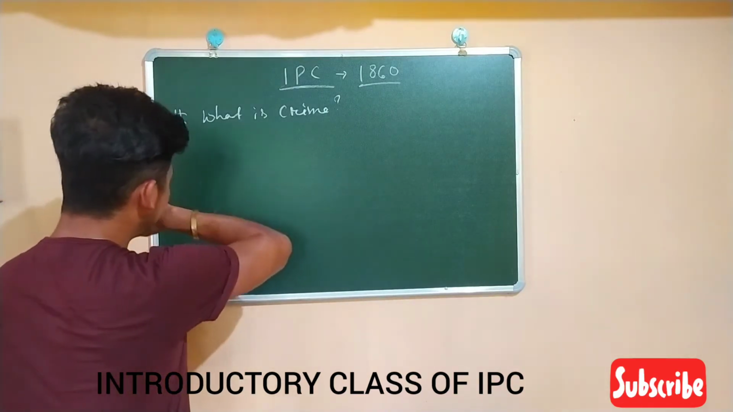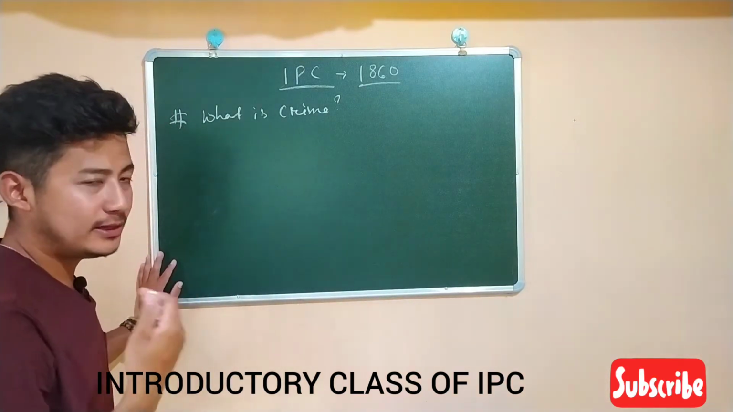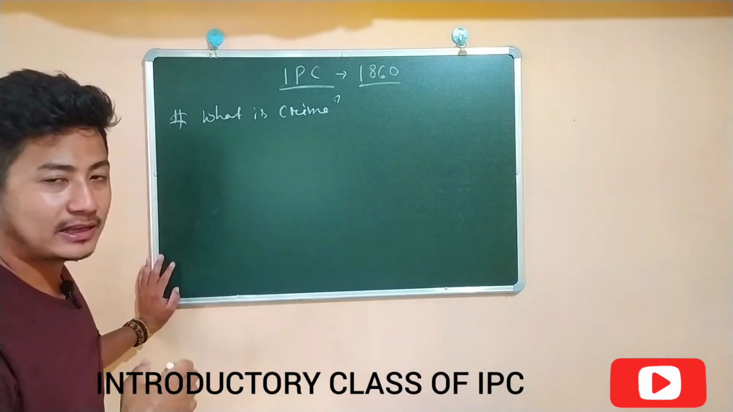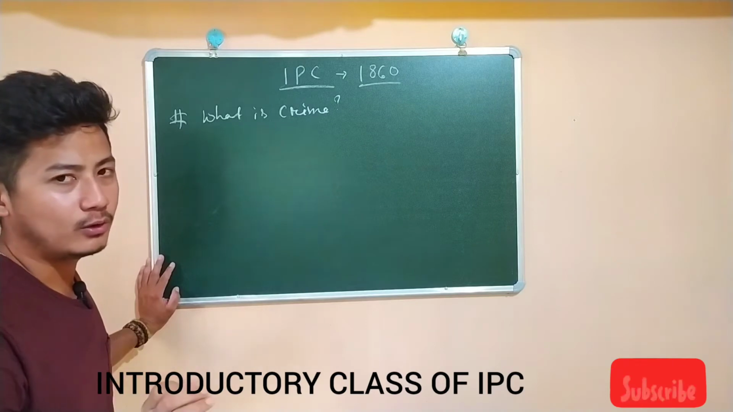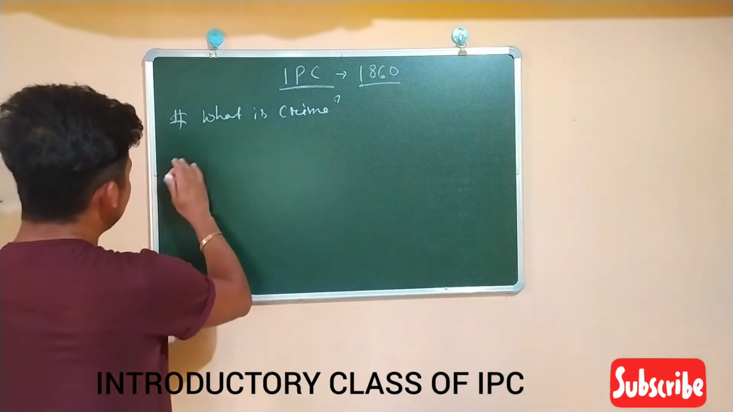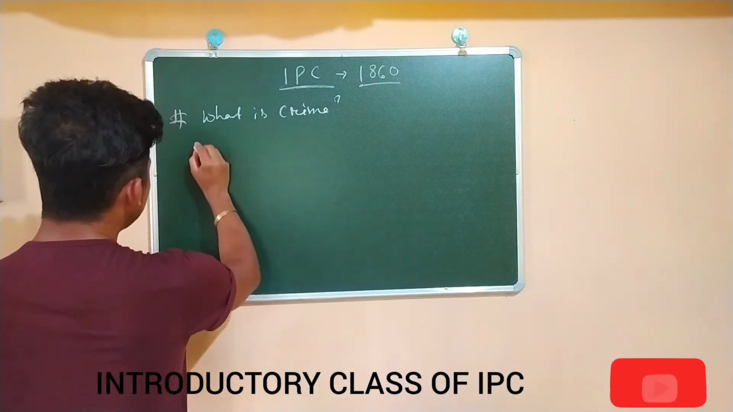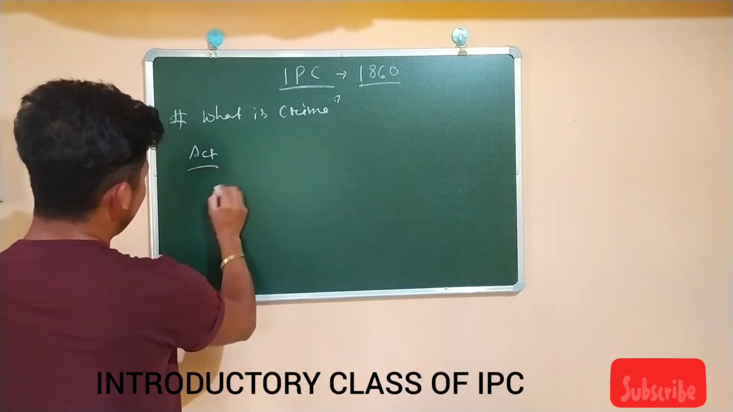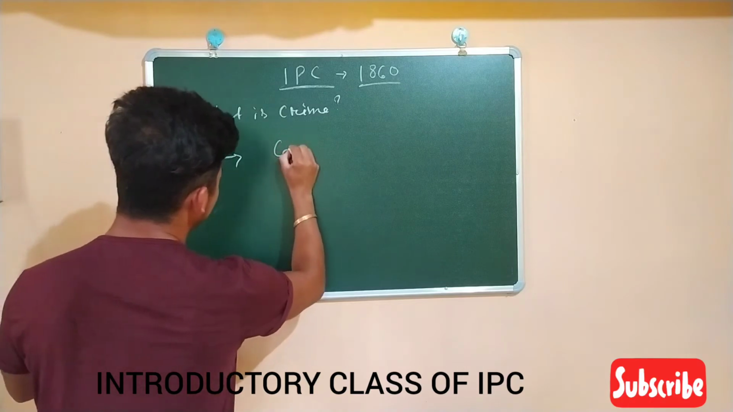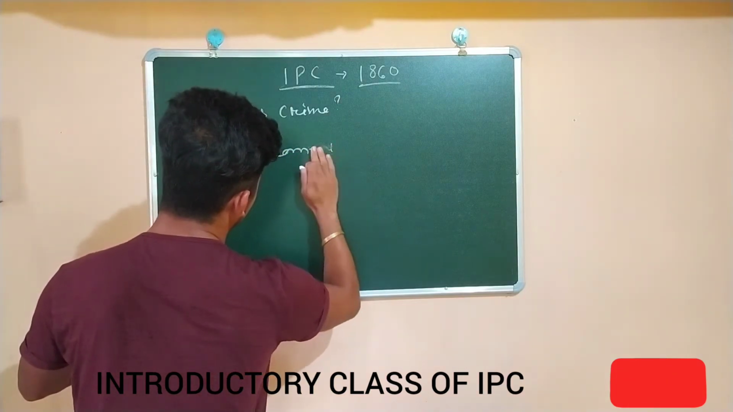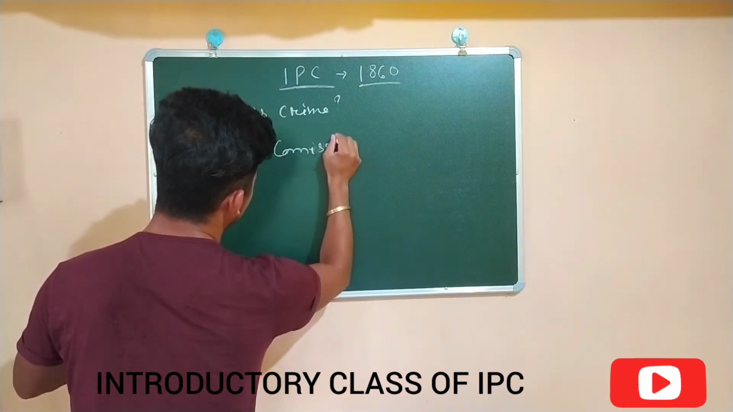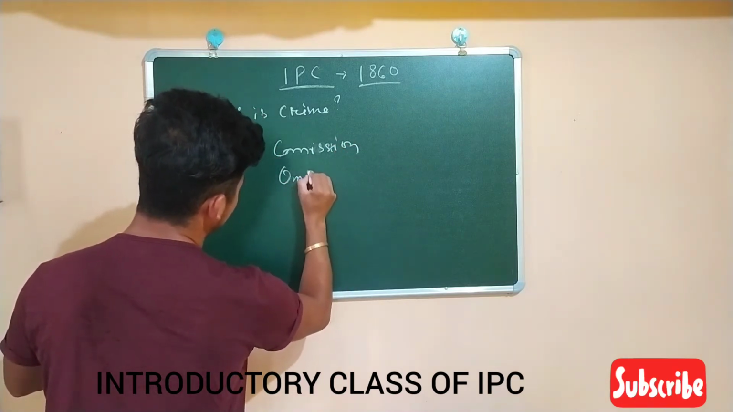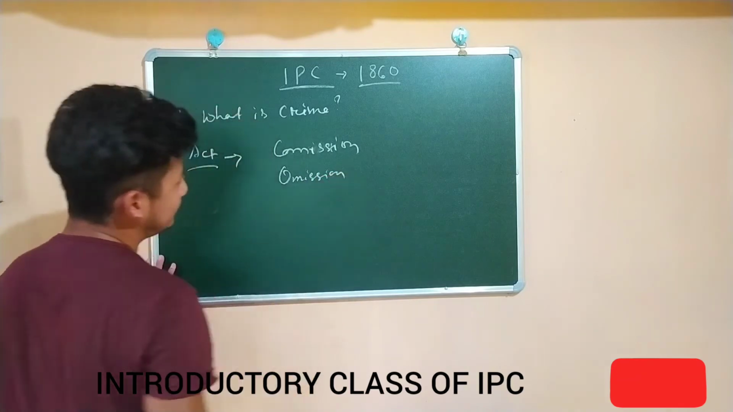So there are two things. As human beings, we live in society and we do certain acts daily. How will we decide whether those acts are a crime or not? There will always be an act, and the act will be either a commission or an omission.